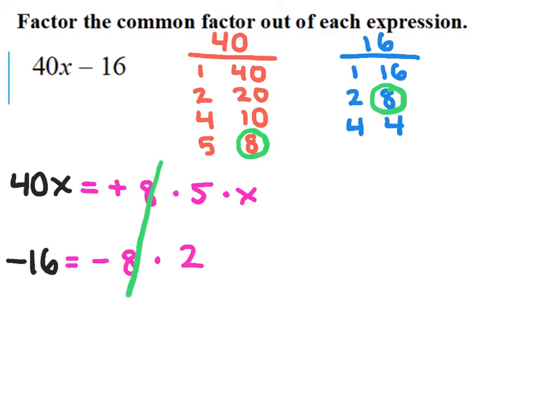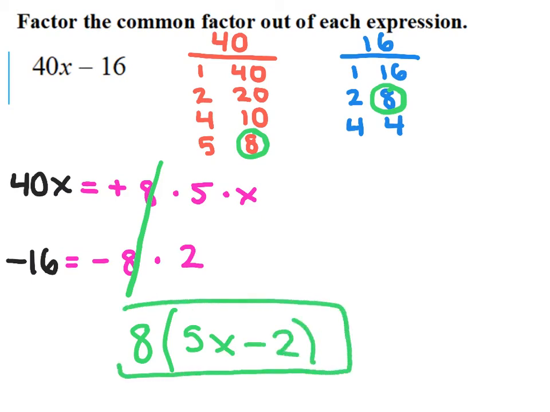Now, the greatest common factor is 8, and the only thing that matches up here is this 8. So I can cross out this 8 and write it in front. Now I'm going to be left with whatever's not crossed out. So it'll be positive 5x and negative 2. And that would be your final answer.